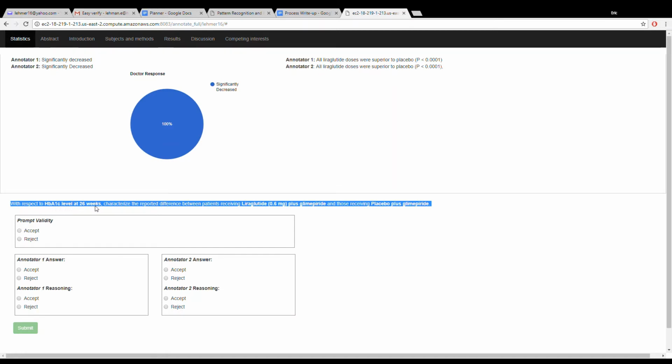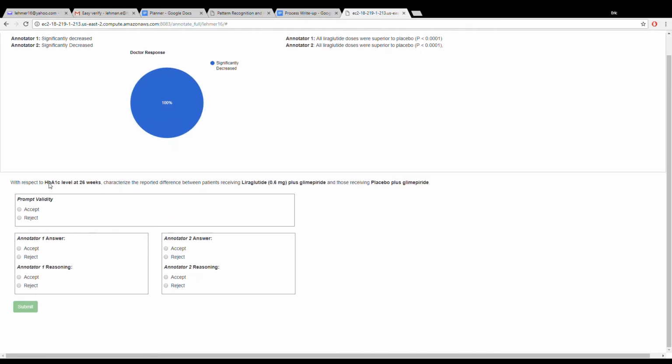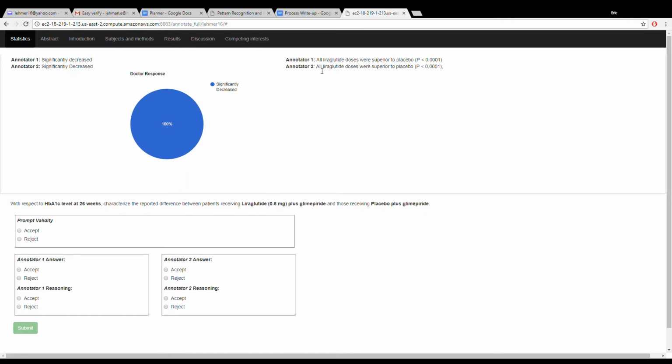With respect to HbA1c level at 26 weeks, characterize the reported difference between patients receiving liraglutide 0.6 milligrams plus glimepiride and those receiving placebo plus glimepiride. This initially seems reasonable and follows a good template. If we look at the annotator's responses, the answers and reasonings seem to be valid. However, we must look to find where this is in the text and ensure that it is, in fact, valid.